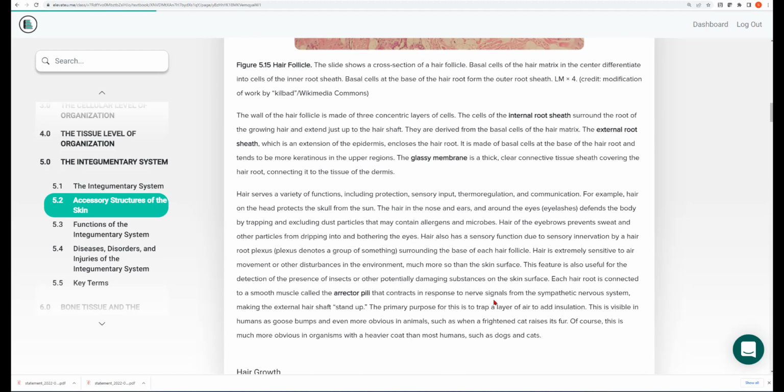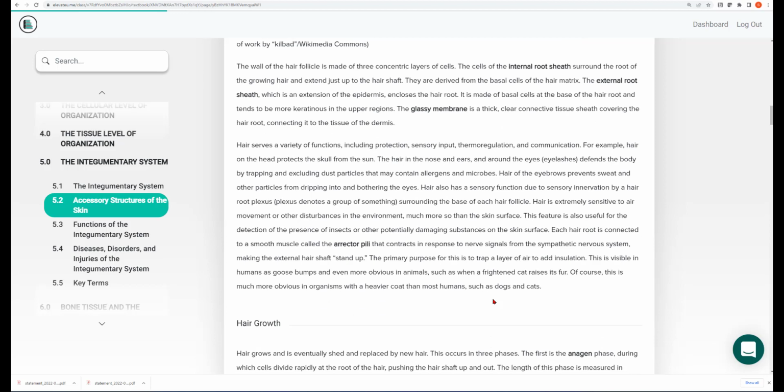So again, all these details through here I'm not worried about. I will say that each of your hairs is connected to a smooth muscle called an erector pili muscle. And this muscle is going to contract in response to signals, typically when you're scared, right? And that pulls your hair to stand up. The other thing that can happen is when you're cold, you can get goosebumps, and that will help you trap some air for insulation. But typically we think of erector pili muscles pulling when you're scared or when you're cold.